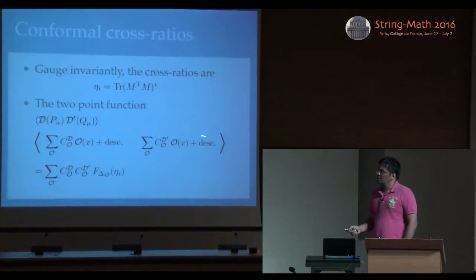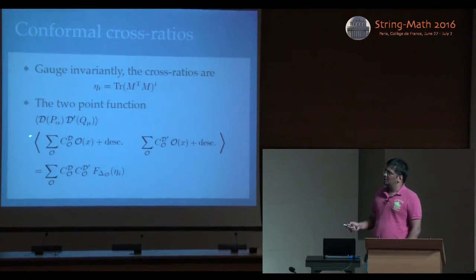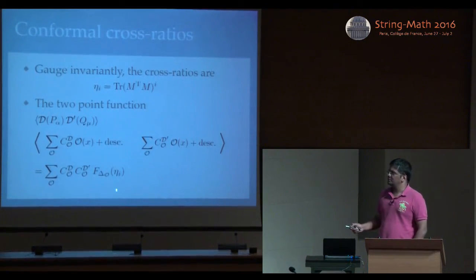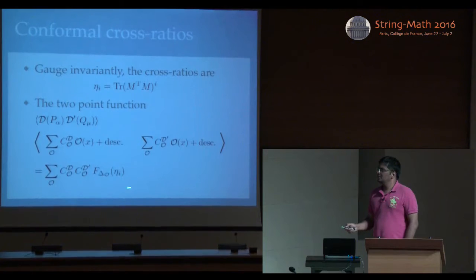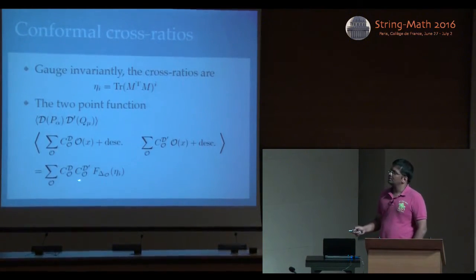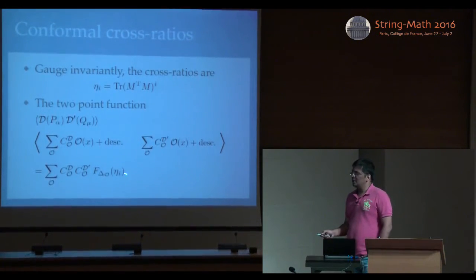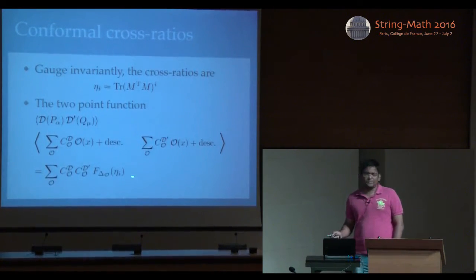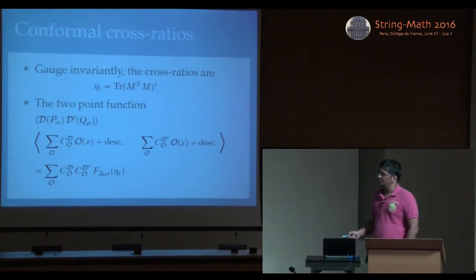This is the expression that we get after expanding both of these defects into local operators. But finally, this is what we end up with: you have the strength with which O appears in the expansion of D, the strength with which O appears in the expansion of D prime, times a function that depends only on the conformal cross ratios.